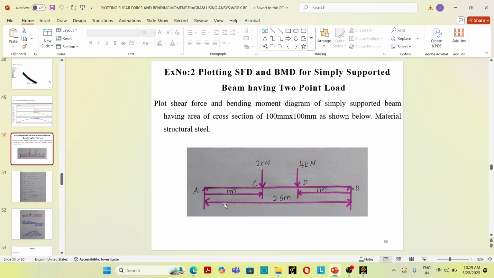So this is the simply supported beam. A and B are supported. We have point loads acting at points C and D. Total span length of the simply supported beam is 2.5 meter. So we have to draw the shear force and bending moment diagram using Ansys Workbench.